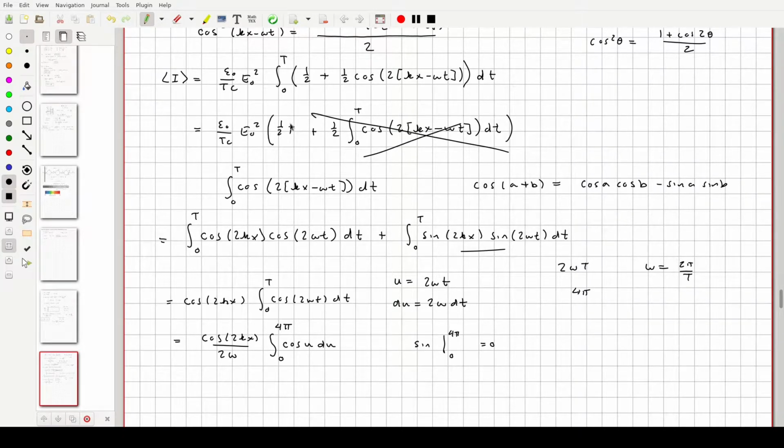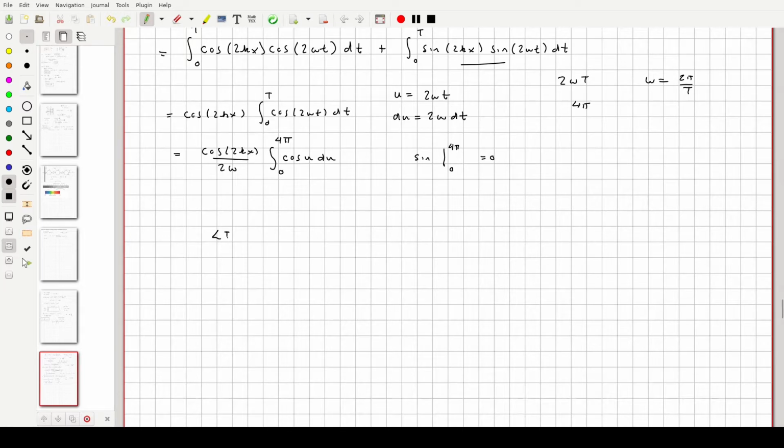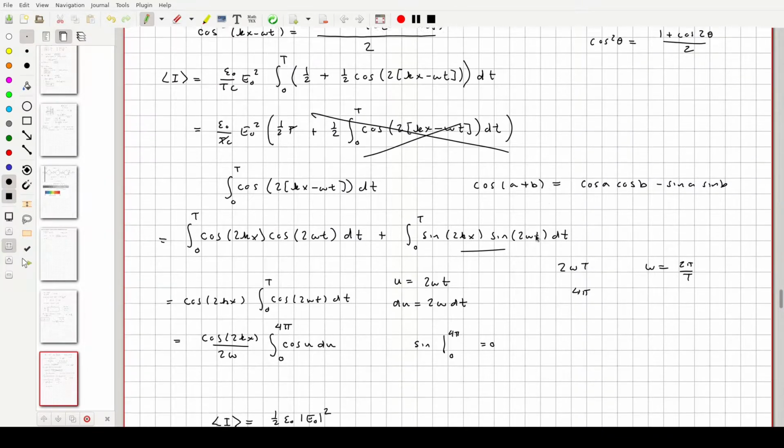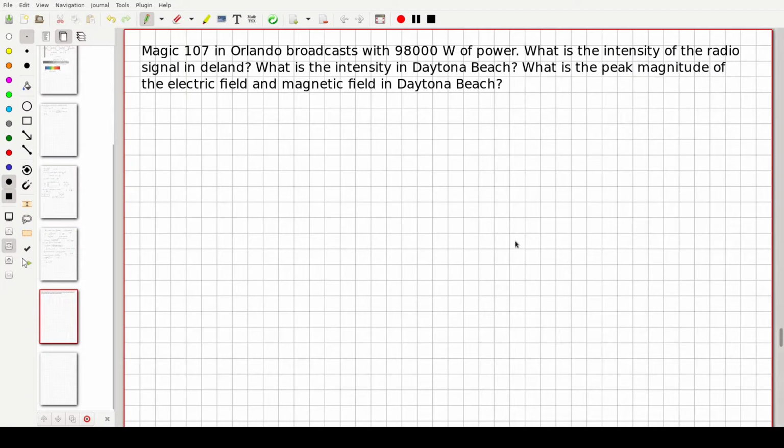Okay? Which means that it's this part that only matters. The t's cancel, which means that my average intensity here, I, is 1/2 epsilon naught times E naught squared. And that's that.